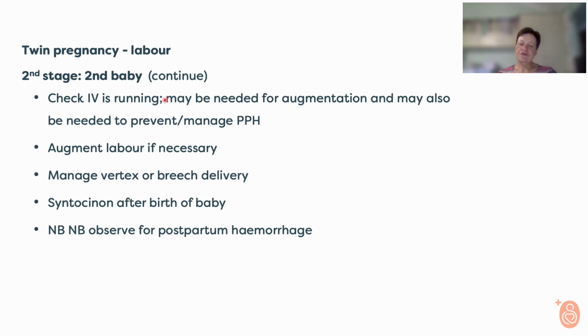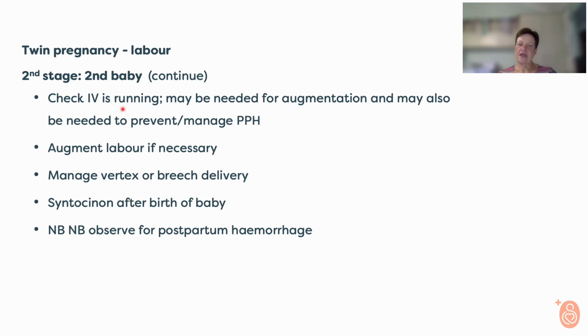Now, what do we do further on? We check that the IV is running, and if we don't have an IV up before this, it's now time to really put one up, because we might need it for augmentation. Sometimes after the birth of the first baby the contractions disappear, because again the uterus was so big and now it's much smaller, and it almost does not know what to do with this smaller size. So we might need to augment labor with oxytocin, and therefore we need an IV infusion.